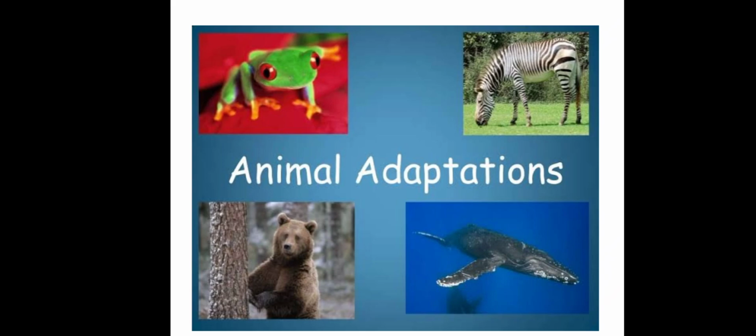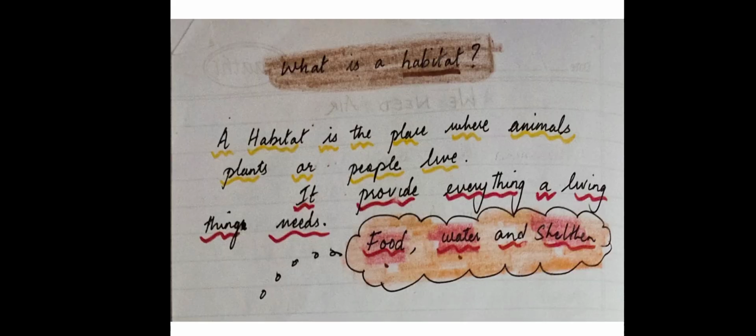Before understanding adaptation, let us understand what is a habitat. A habitat is the place where animals, plants, or people live. It provides everything a living thing needs, that is, the basic important needs: food, water, and shelter.